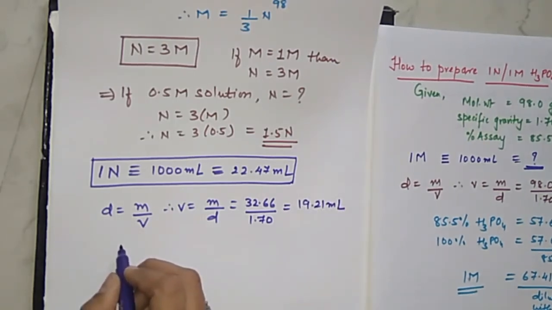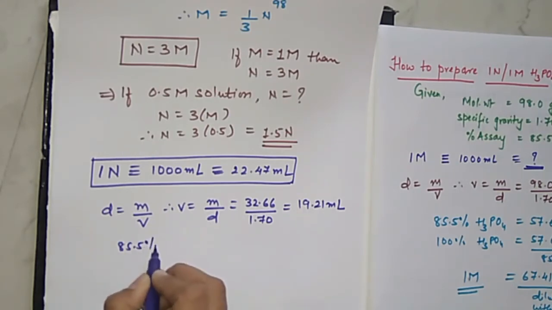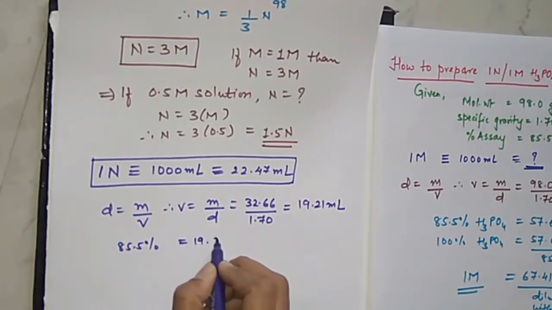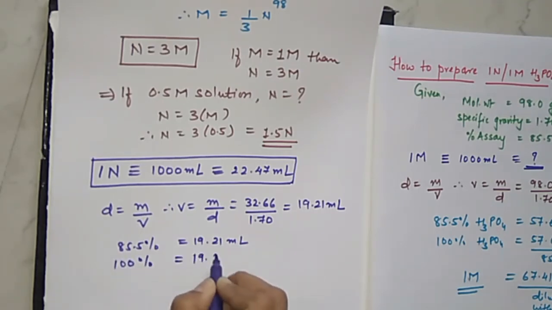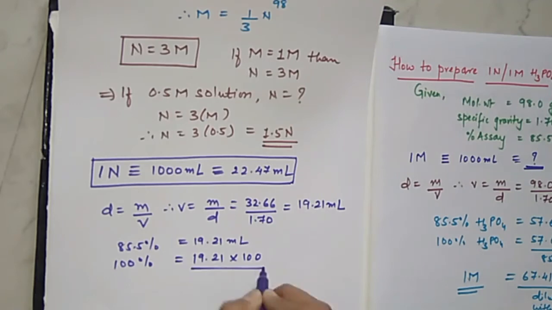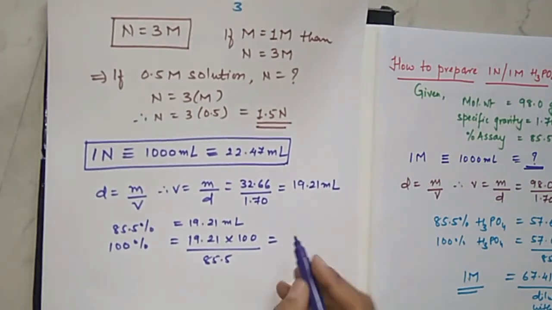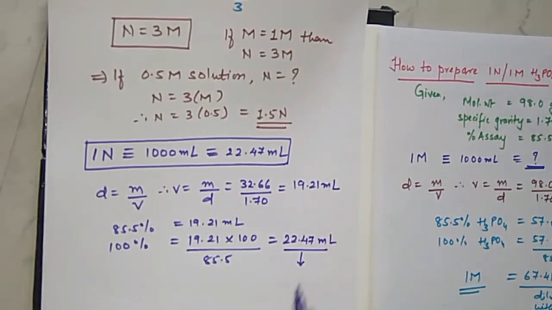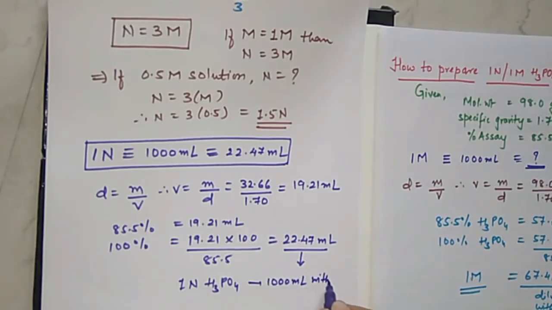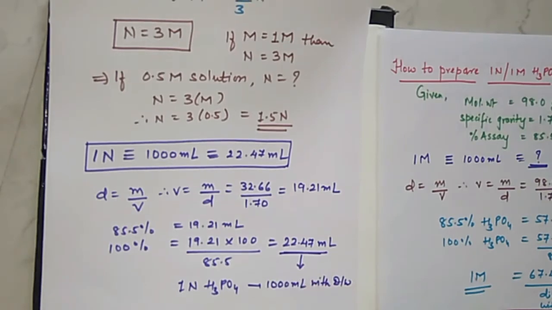Now, as we did before, 85.5% consists of 19.21 ml. Then 100% will be equal to how much? 19.21 into 100 divided by 85.5. This gives us 22.47 ml. So this gives the volume to be added to prepare 1 normal phosphoric acid, which should be diluted up to 1000 ml with distilled water. Right, so this much is the volume.